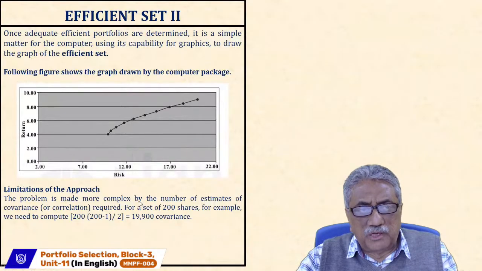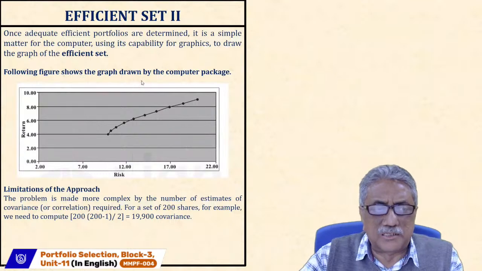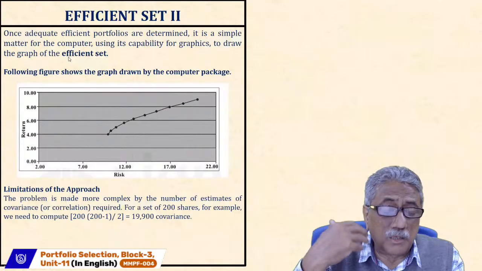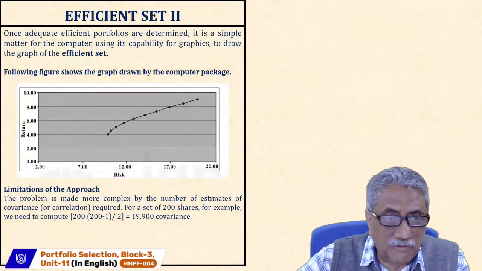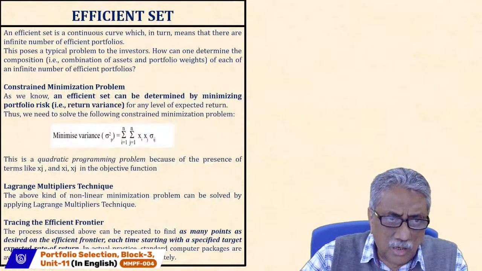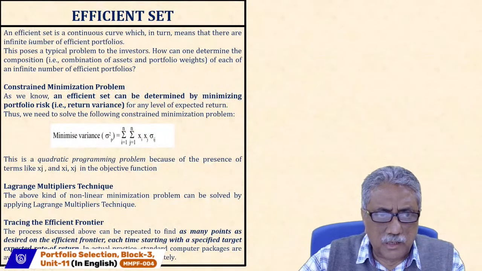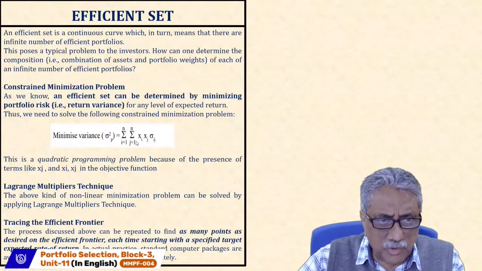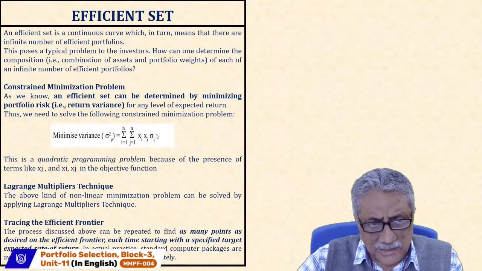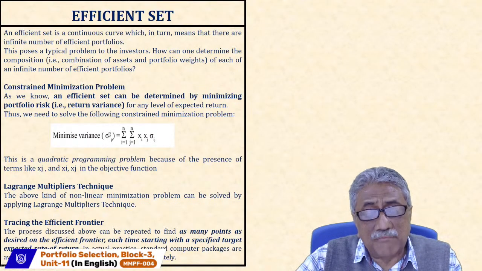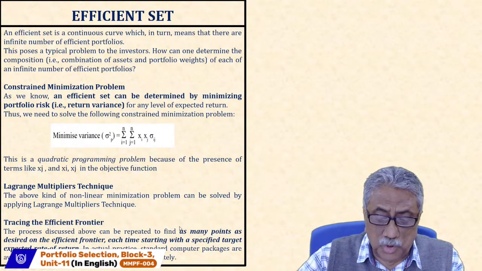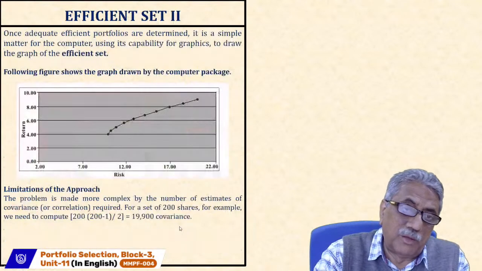The following figure shows a graph drawn from a computer package. This is actually one of the companies. Based on what we have calculated here, we have calculated the expected return of X1, the expected return of the other stock, the correlation coefficient of that, and then minimized the variance. This is also a two stock model, like we have progressed.